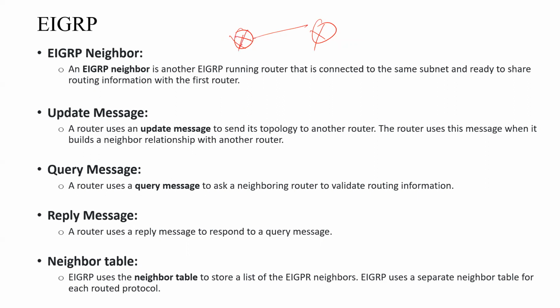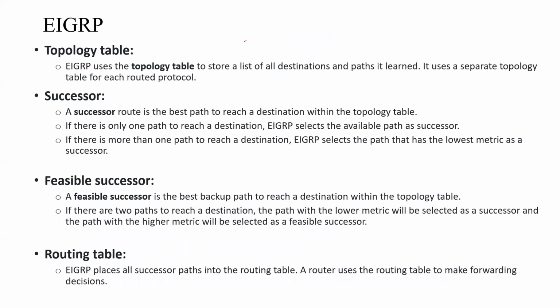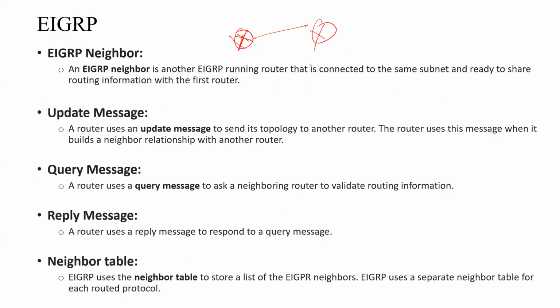So suppose we are configuring EIGRP here. So it has to find out the neighbor, right? So this neighbor is nothing but the other router where EIGRP is configured. That's it. That is called EIGRP neighbor. And update message is nothing but it sends the topology information. So routing information it will send in the update message. And in the query message, what happened? It validates the routing information.